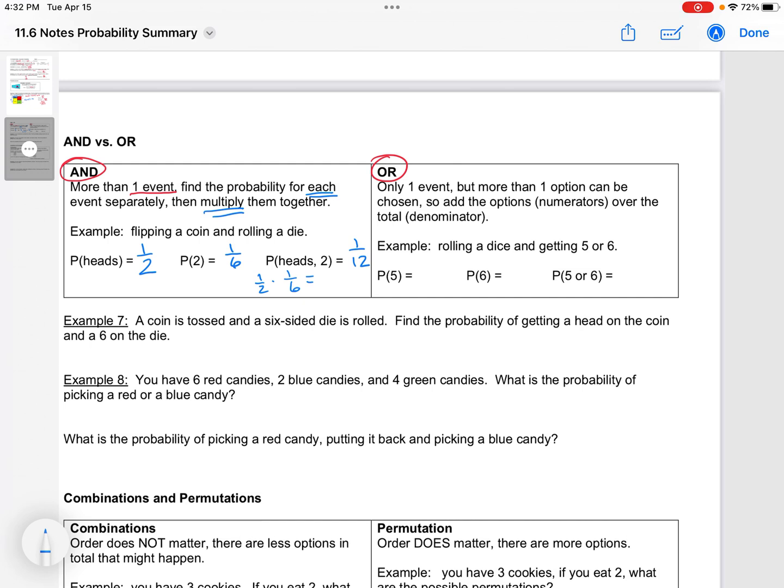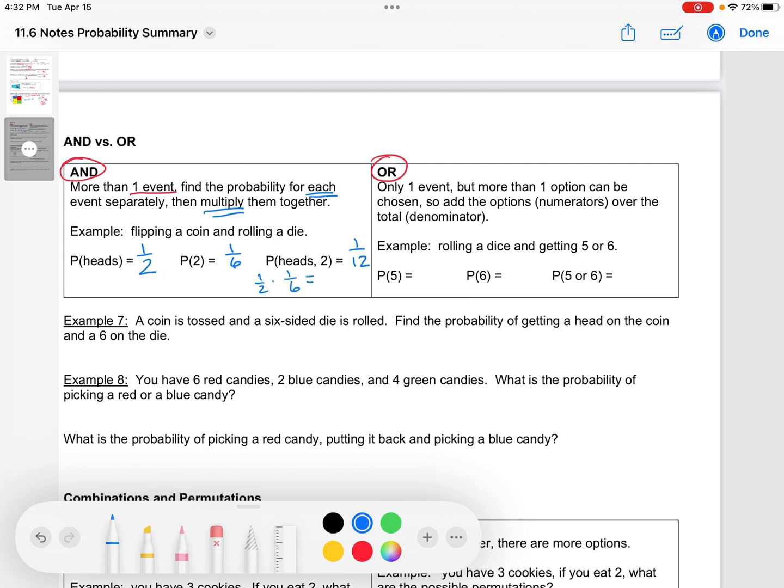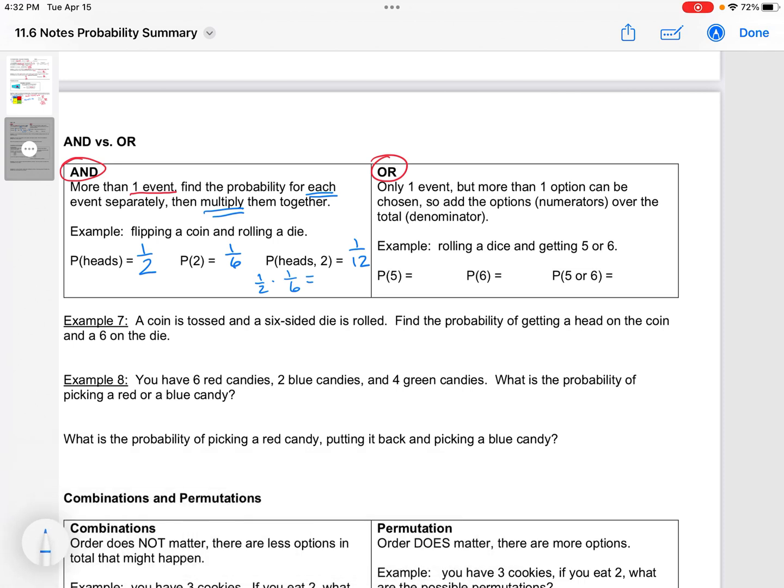It kind of makes sense if you think about it, because you have a 50-50 chance of getting heads, a harder chance of getting a 2 on a dice. So if you put those together, it should be even less probability, more difficult. Anyway, you get it. Okay. When you have or, you're talking about one thing happening, but there's more than one thing that could happen. So you're adding the options in the numerator, and the total's going to stay the same. So for example, if you're rolling a dice and you want to get a 5 or a 6, then you have the probability of getting a 5, the probability of getting a 6, and then you add those together. The probability of getting a 5 or a 6 would be 2 out of 6, which is 1/3. So it should be more likely that you're going to get what you want, because if you get more things, that would satisfy your event.